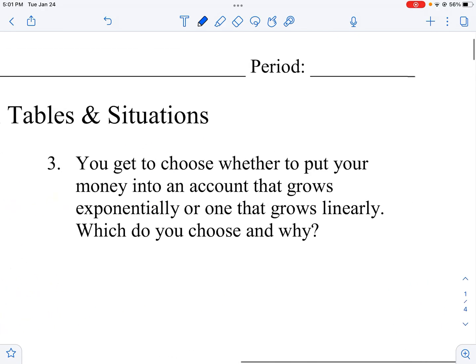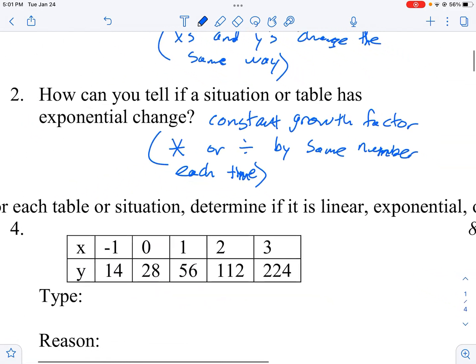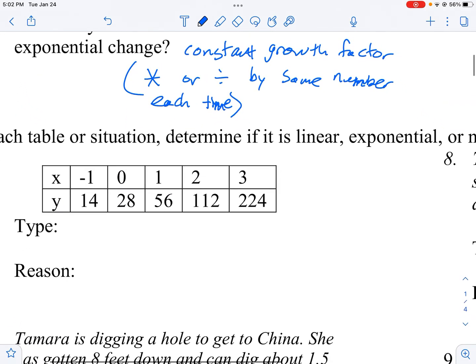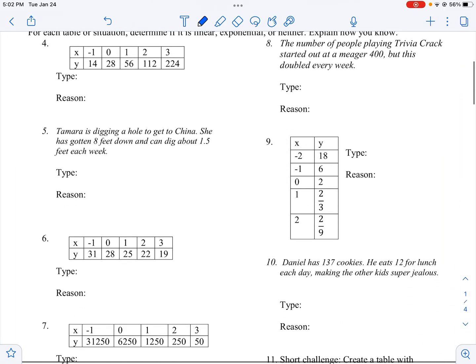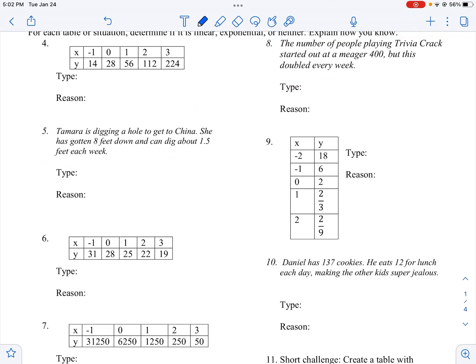Okay. I'm going to leave it to you to answer 3. Do you want your money to grow linearly or exponentially? So yeah, just kind of decide, think about it. But yeah, you're confronted with a bunch of different tables and situations. So you've got lovely little situations here. You've got to read the situation and think about how it is changing to deal with those. So I'm not going to do any of these table ones. We just looked at a couple of table ones to figure out why they're linear and exponential and stuff.